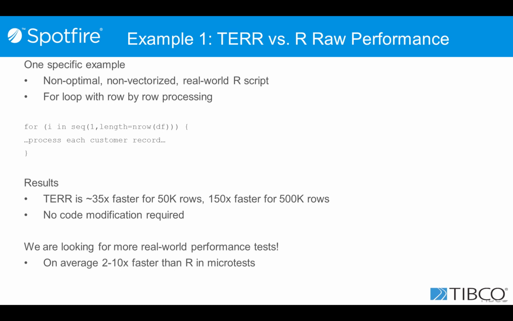And so we found that, for up to about 50,000 rows, we were around 35 times faster. If you go up to 500,000 rows, we end up 150 times faster. You go up to large enough data, and we're infinitely faster because eventually R runs out of memory and TERR keeps going. And the key thing here is that no code modification was required. This is TERR running existing real-world simple R code faster without having to use some specialized package.